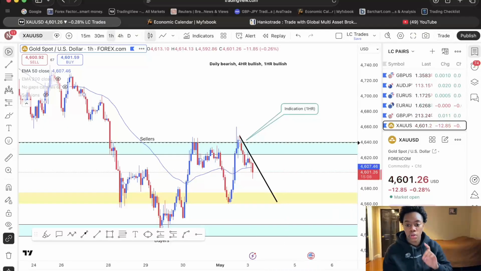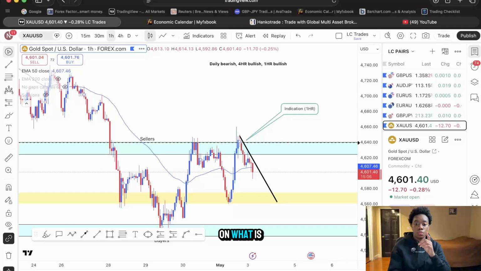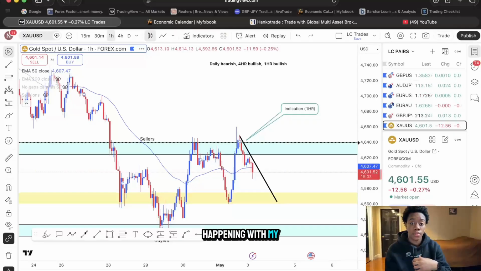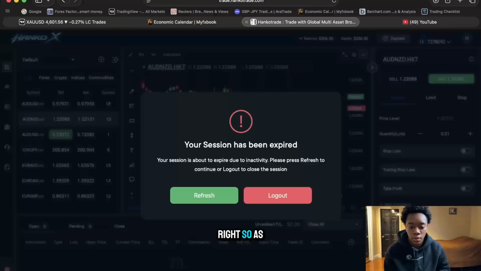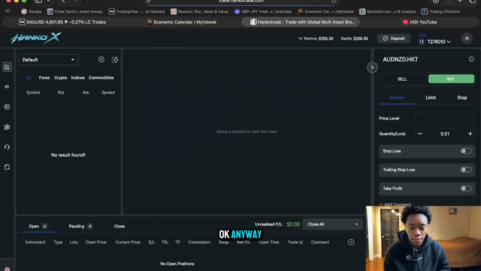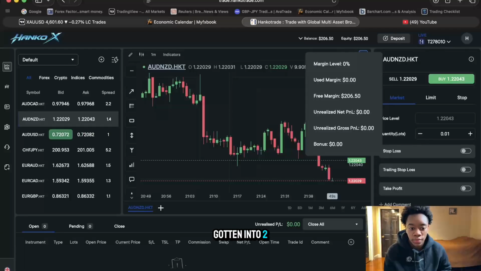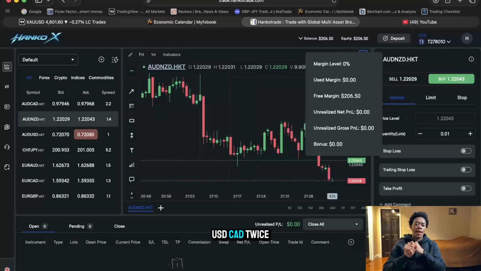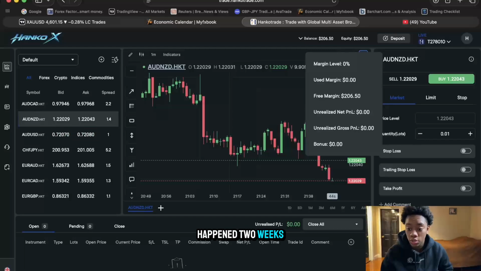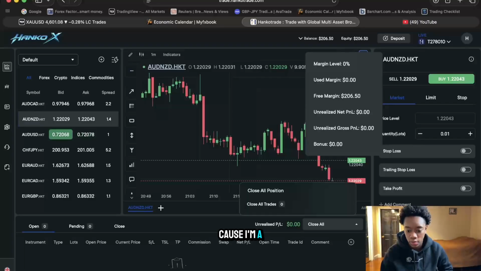So let me give you guys an update on what is happening with my $100 challenge, right? As you could see, I think I was at 368. I'm now at 206. I got into USD CAD twice, I believe. This happened 2 weeks ago, so I'm trying to remember exactly what I did to blow this account, because I'm a loser.